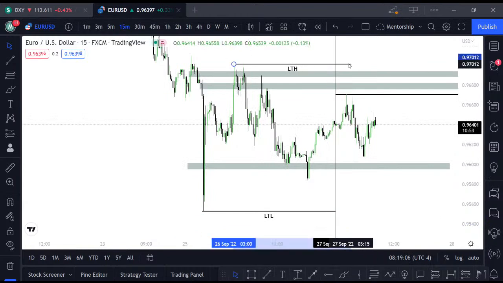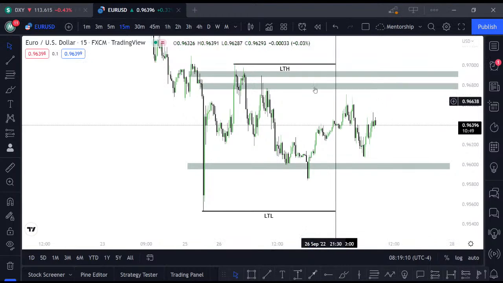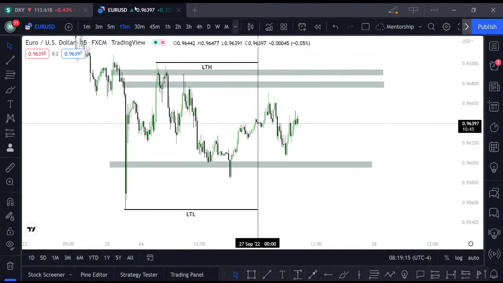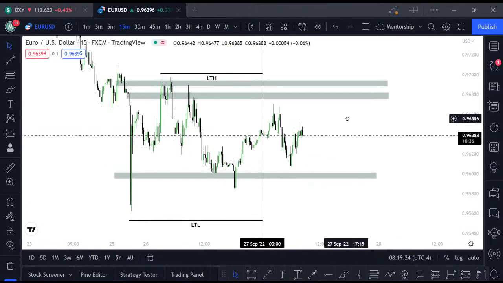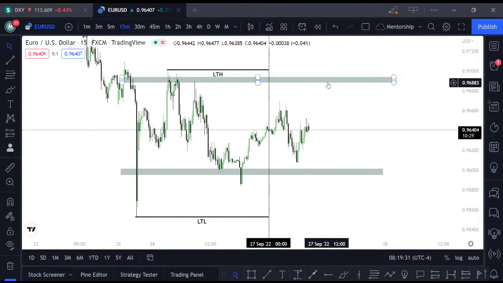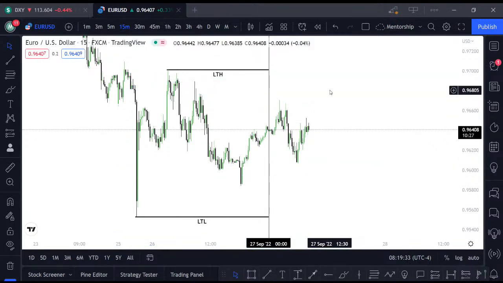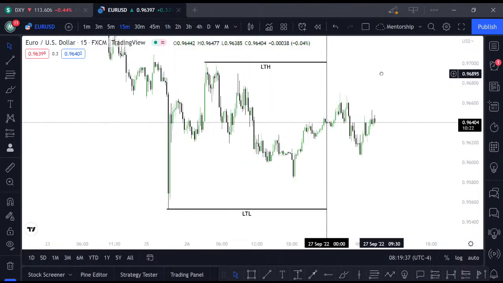Every time you visit the charts, these are the things you should look for. If we are consolidating between this high and this low on the euro dollar, and you see the dollar index, it's this high and this low, 114, 113. I want to bring in my volume profile. TradingView has that tool for free. For those trading footprints, you know this very well.